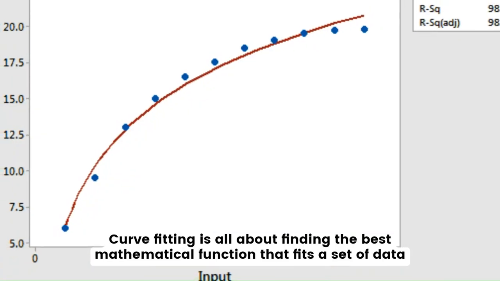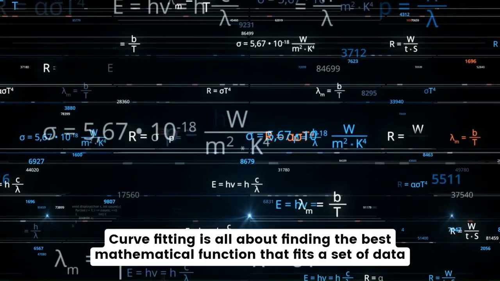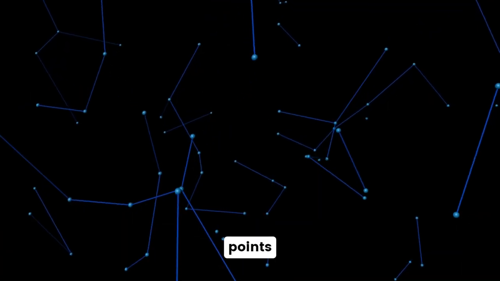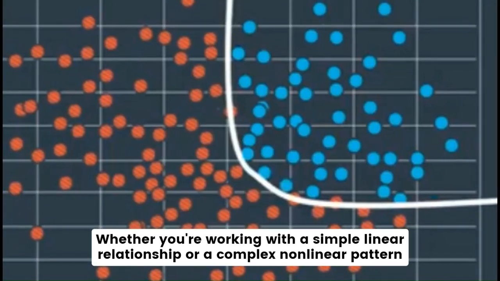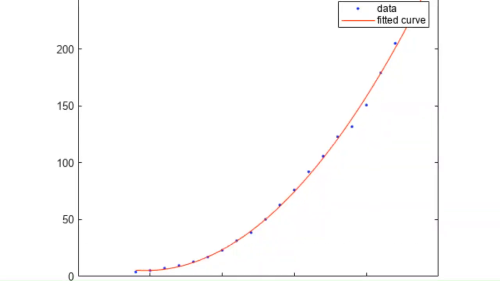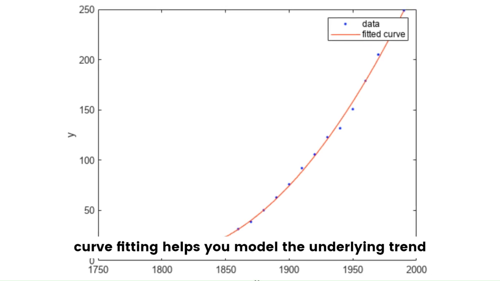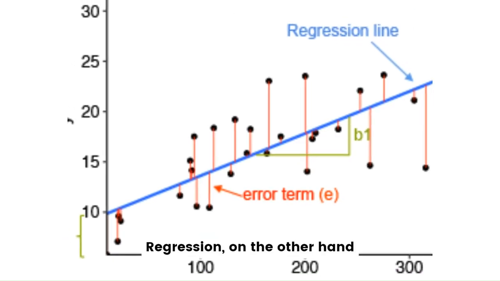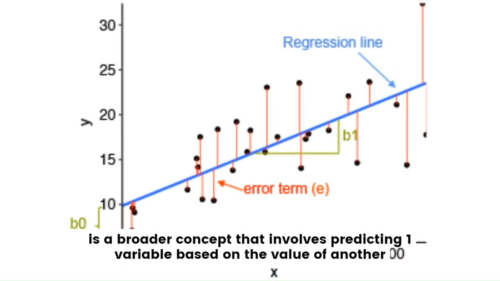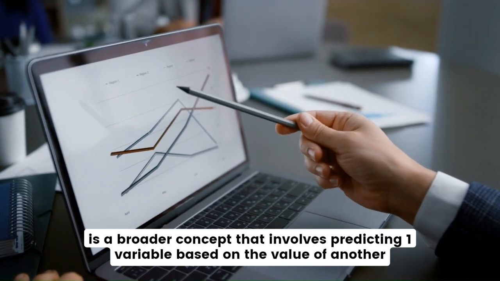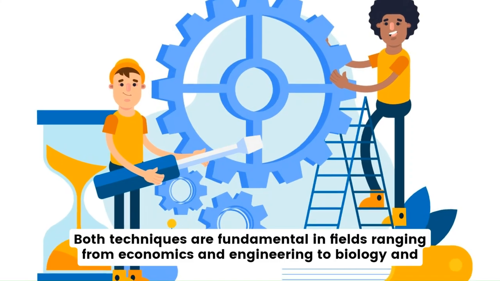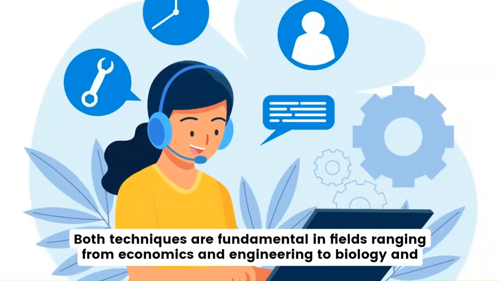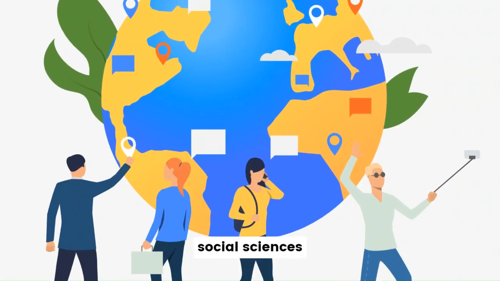Curve fitting is all about finding the best mathematical function that fits a set of data points. Whether you're working with a simple linear relationship or a complex nonlinear pattern, curve fitting helps you model the underlying trend. Regression, on the other hand, is a broader concept that involves predicting one variable based on the value of another. Both techniques are fundamental in fields ranging from economics and engineering to biology and social sciences.